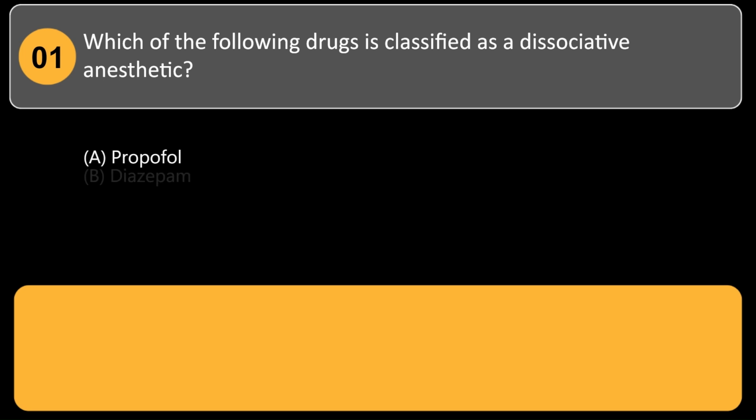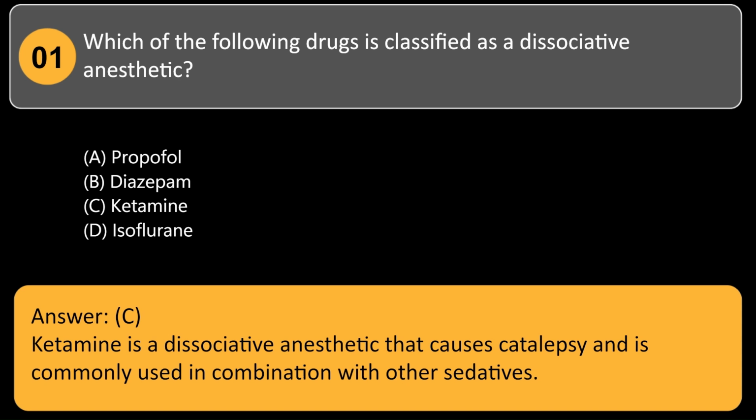Which of the following drugs is classified as a dissociative anesthetic? A. Propofol. B. Diazepam. C. Ketamine. D. Isoflurane. Answer, C. Ketamine is a dissociative anesthetic that causes catalepsy and is commonly used in combination with other sedatives.